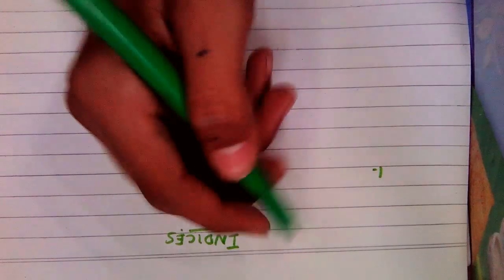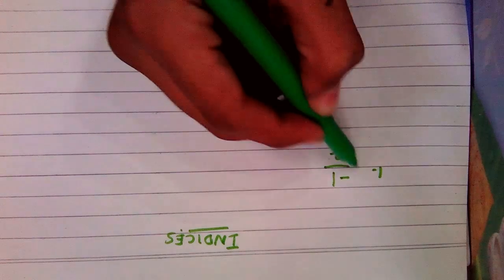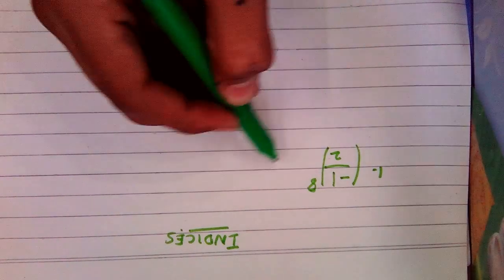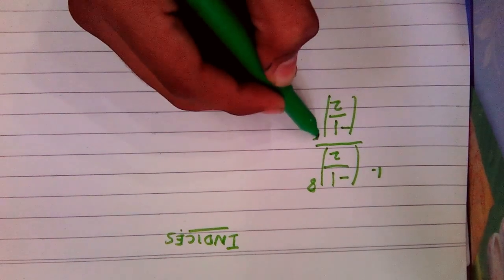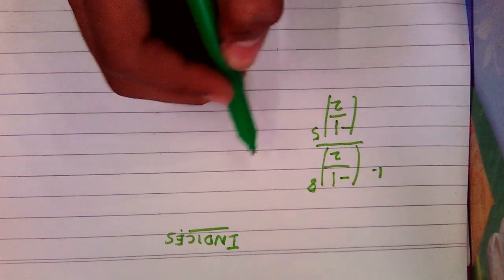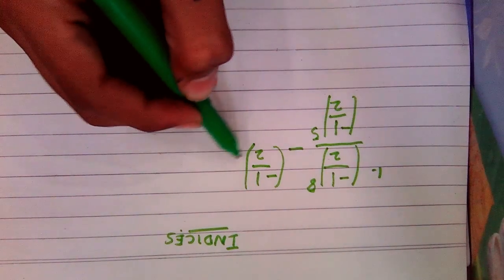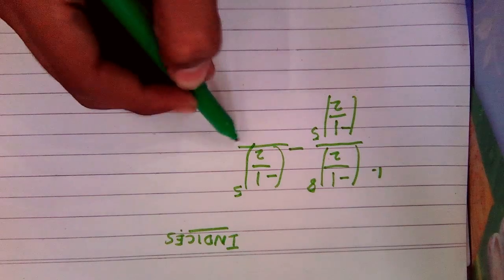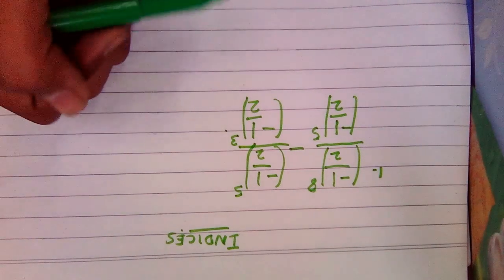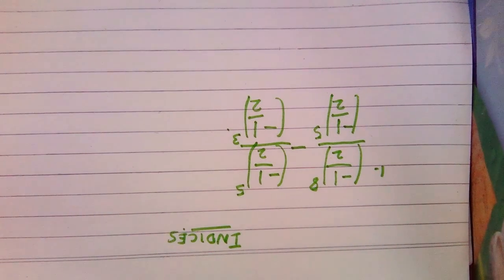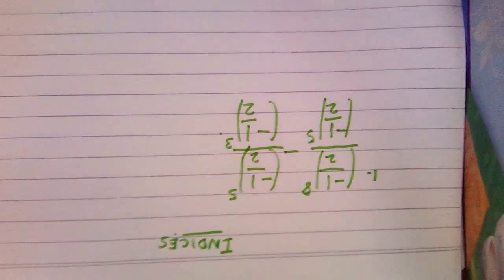What's the value of (minus 1 by 2) to the whole power 8 divided by (minus 1 by 2) to the whole power 5, this is a bracket and not modulus, multiplied by (minus 1 by 2) to the whole power 5 divided by (minus 1 by 2) to the whole power 3? This is a complicated question, but it's easy enough for you to solve.